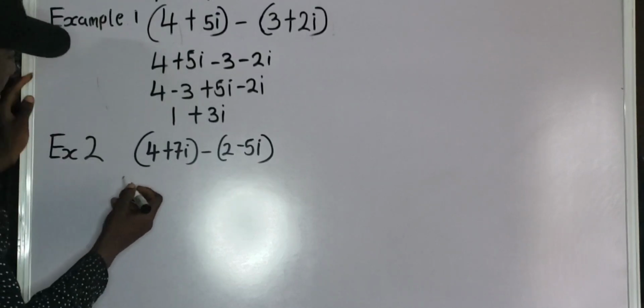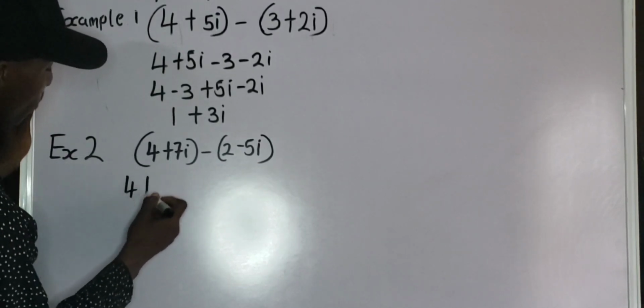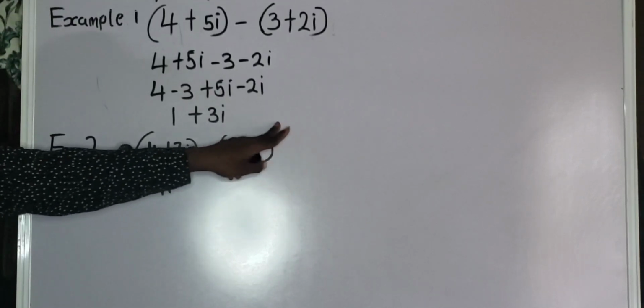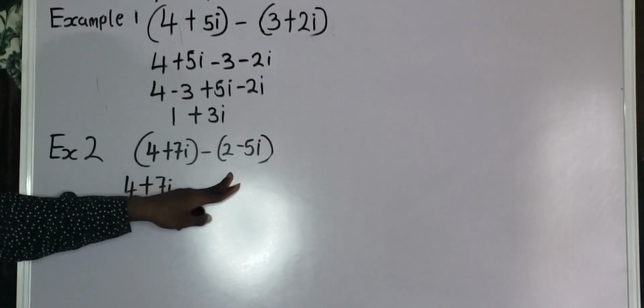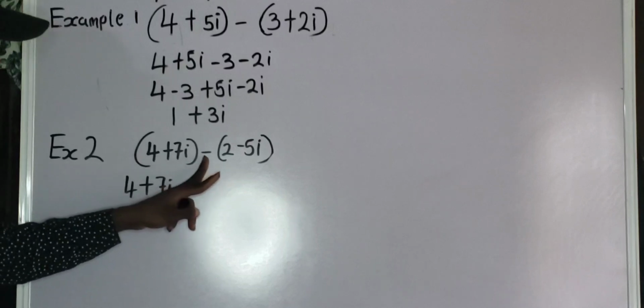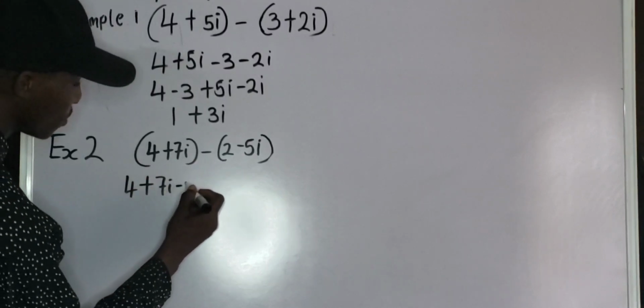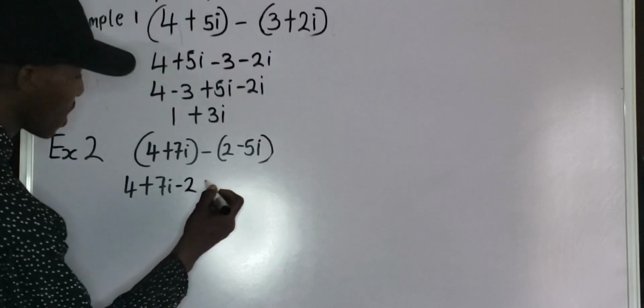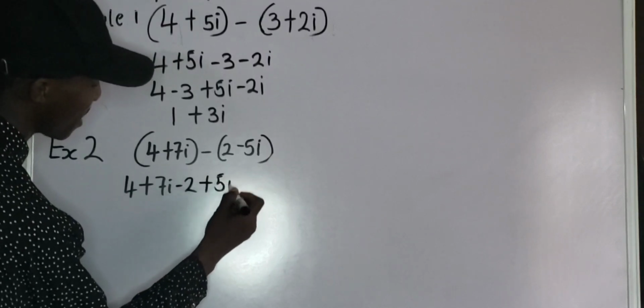Okay, let's proceed. We have 4 plus 7i. We're going to use this minus to multiply all the entity in this bracket. Are you getting it? So I'm going to have minus multiplied by 2, so I'm going to have minus 2. Minus multiplied by minus 5i, so I'm going to have plus 5i.